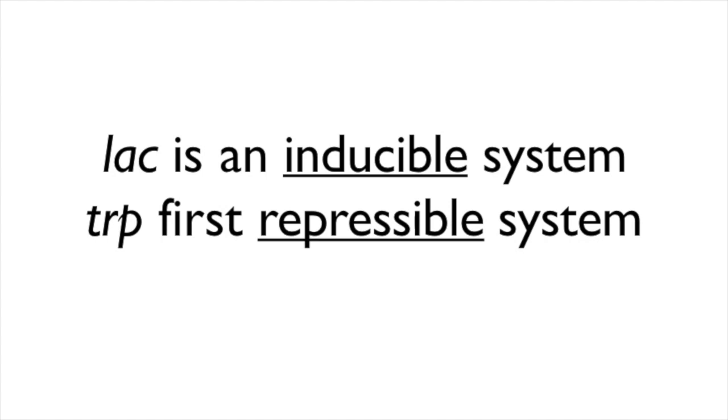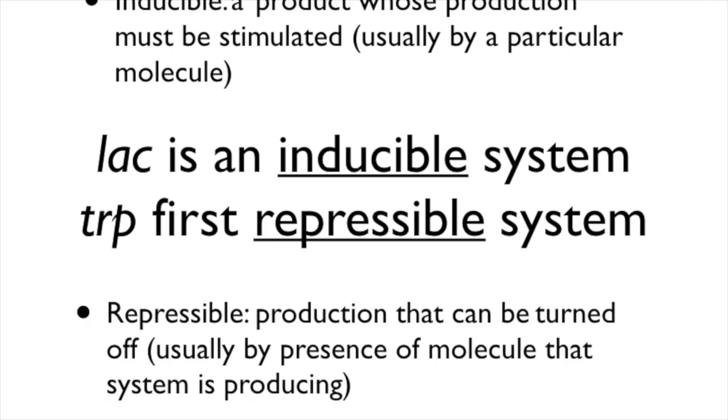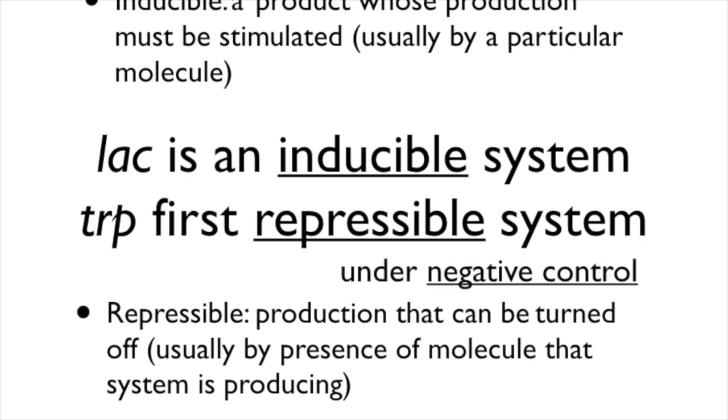Now the tryptophan operon was the first repressible system described. Now remember, an inducible system is one whose production has to be stimulated or turned on. A repressible system is one in which that production is on unless it's turned off. Okay? And the trp operon, for your reference as we go through and talk about it, is under what we call negative control. So it's a repressible system under negative control.